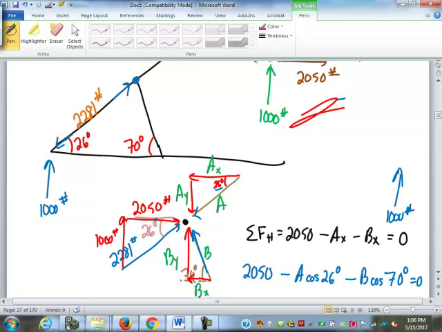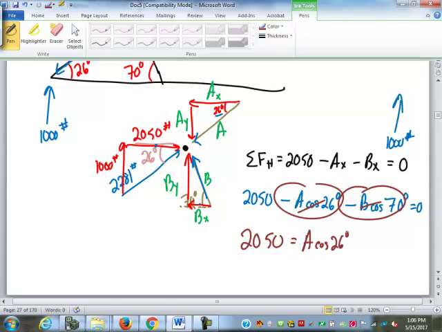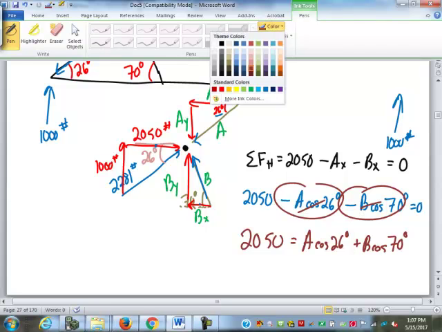Because of time, I'm going to do some fancy algebra here. I'm actually going to add both of these to both sides of the equation so they cancel out over here. So I've got 2050 equals A cosine 26 plus B cosine 70. Does that make sense? Yep, they're both negative, so I added them to move them to the other side and make them positive.